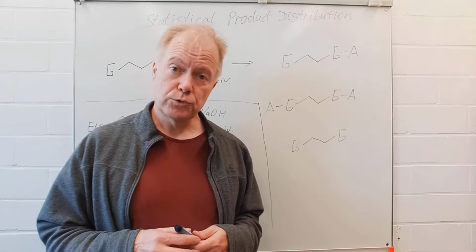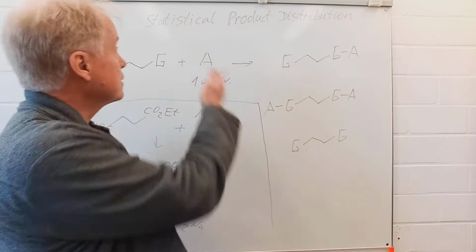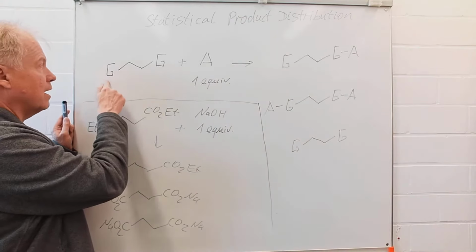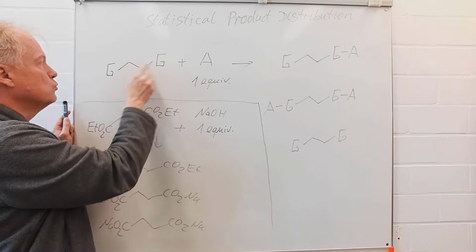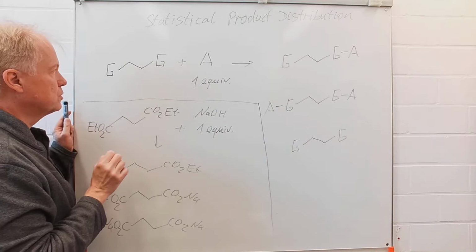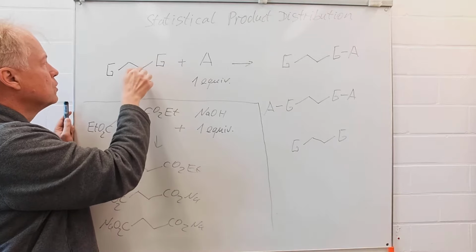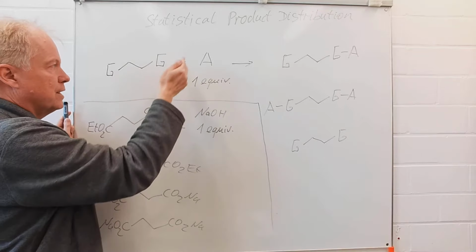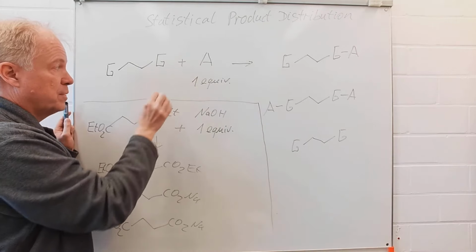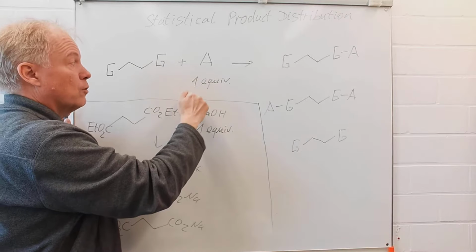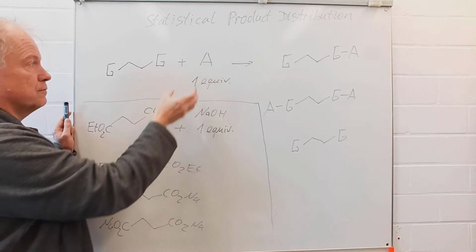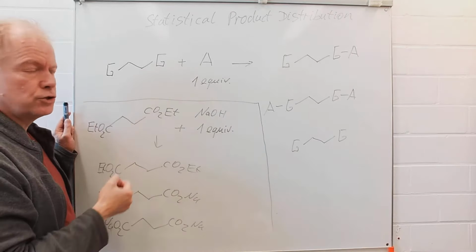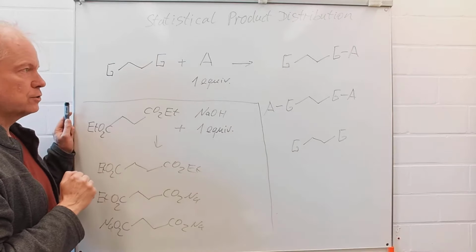In today's tutorial, we will have a look at statistical product distribution. Let's assume we have a molecule with two identical functional groups, abbreviated with G, connected by a tether. And we have a reagent A, which we apply with an amount of 1 equivalent. And this reagent A should be capable of an addition reaction at these functional groups.